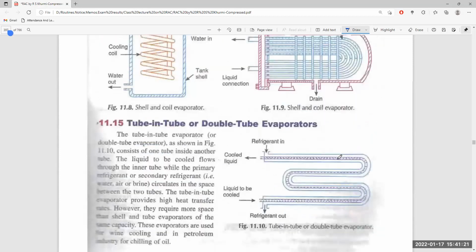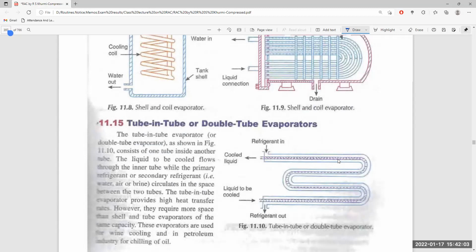Tube in tube or double tube evaporator. The tube in tube evaporator, as shown in the figure, consists of one tube inside another tube. The liquid to be cooled flows through the inner tube while the primary or secondary refrigerant circulates in the space between the two tubes.